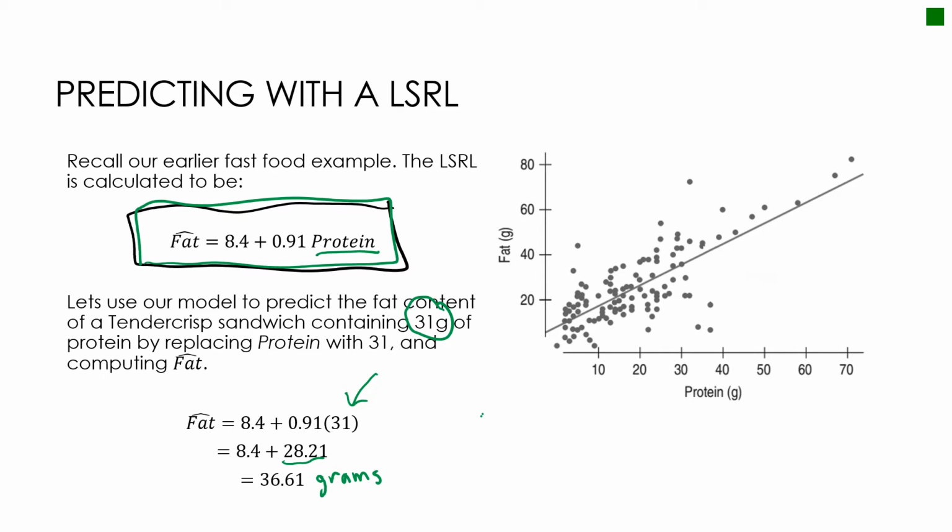So again, I can write that out in words, and you might be asked to do so, but that is what it means: I would expect 36.61 grams of fat. What it does not tell me is how many grams of fat a Tender Crisp sandwich actually has. So we will revisit this example a little bit later, but it just tells us what we predict, and that's why we use the fat hat.